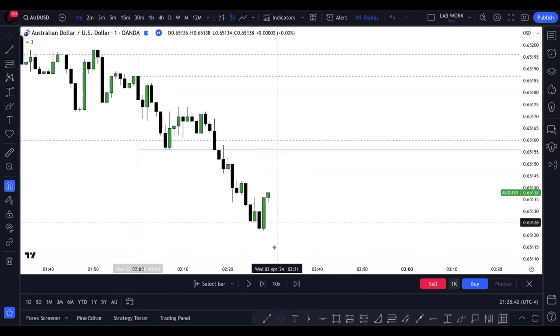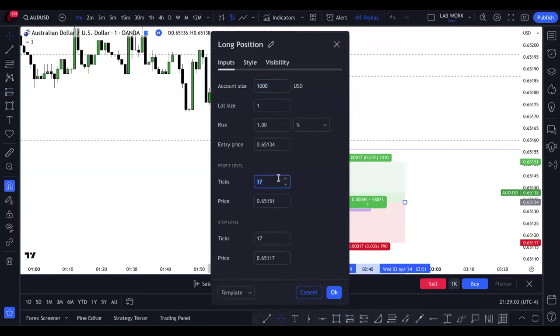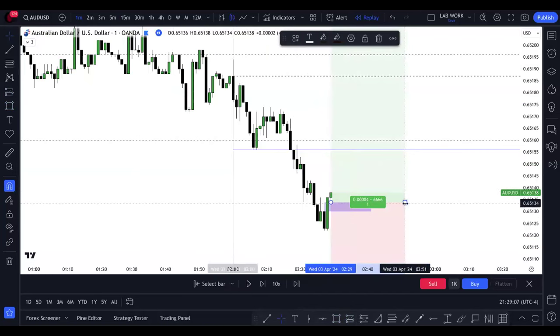Now, my old entry technique was this. This is the first up fair value gap, or fair value gap going to the upside, buy side imbalance, sell side inefficiency. The first fair value gap going to the upside after taking out the sell side liquidity pool was my old entry technique. At many times, I would just sit here, wait for price to hit that level, and then go long 15 pips for 15 pips.